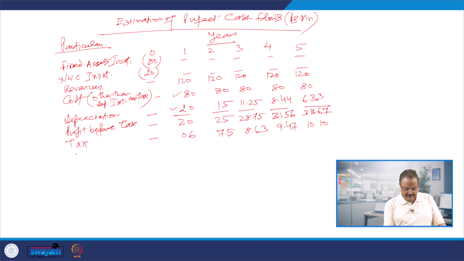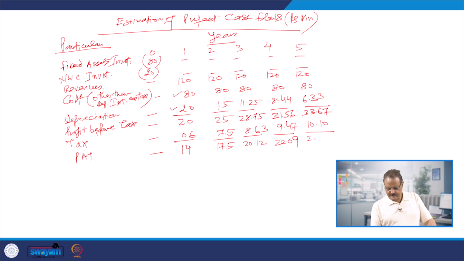Now we have to calculate the PAT, profit after tax. And for this, nothing is going to be here. So profit after tax is how much? This is going to be 14 million, then 17.5 million, then something like 20.12 million, then 22.09 million, and this is going to be 23.57 million. 23.57 million is going to be our profit after tax, right?